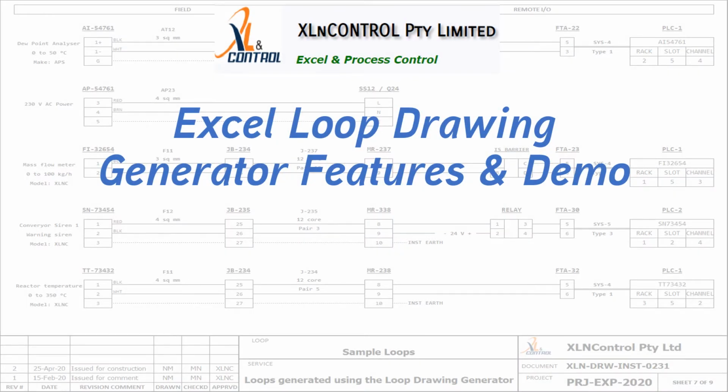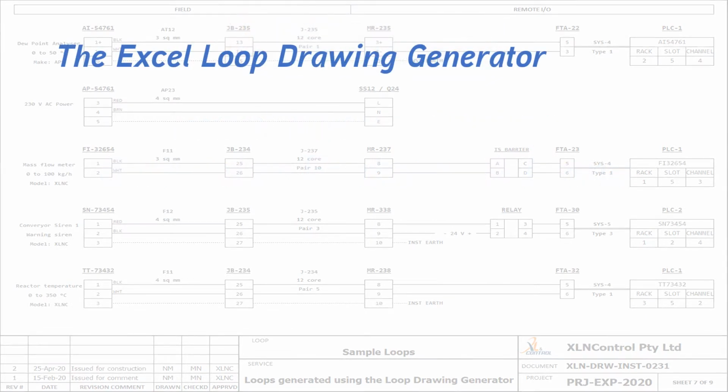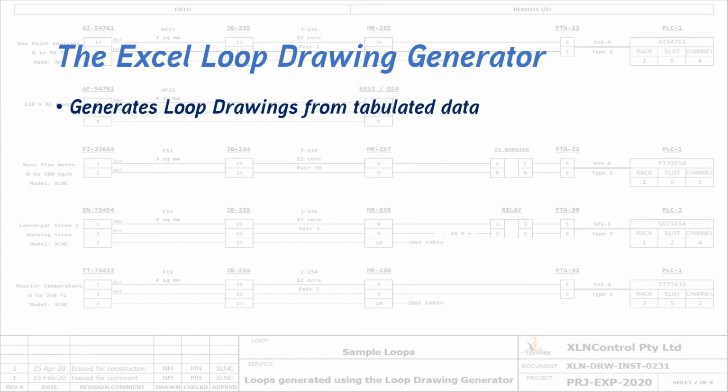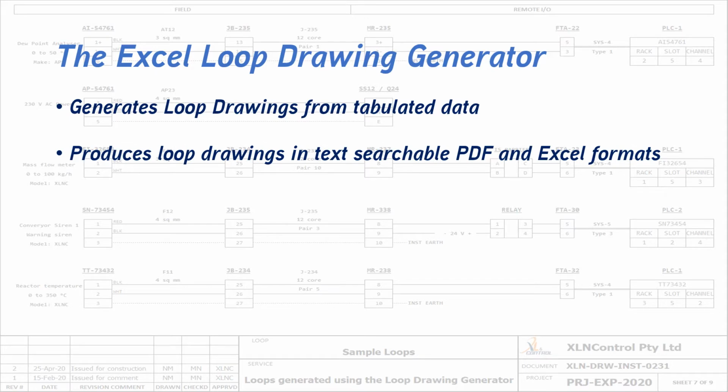This video explains the features and use of the Loop Drawing Generator tool from excellentcontrol.com. This tool generates different types of loop drawings from tabulated data in Excel sheets. It can generate drawings in text searchable PDF format.